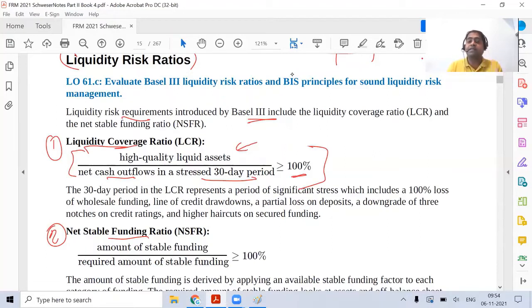Now they've explicitly given a paragraph where they're saying that within that denominator of 30 days cash outflow, you should consider loss of wholesale funding. That means no other bank is willing to give you money. Line of credit drawdown. What does line of credit drawdown mean?